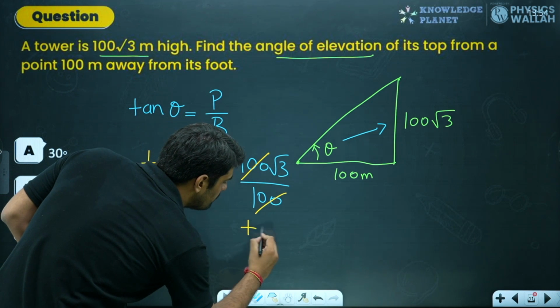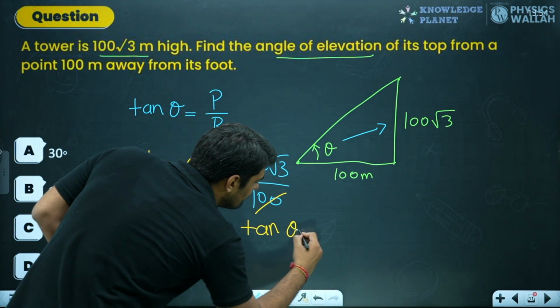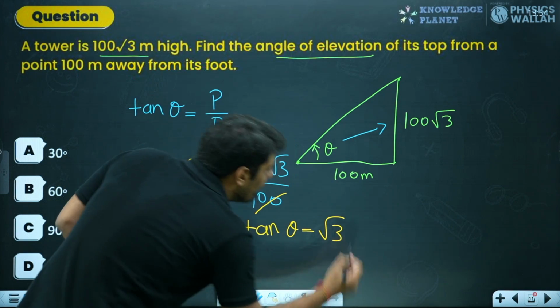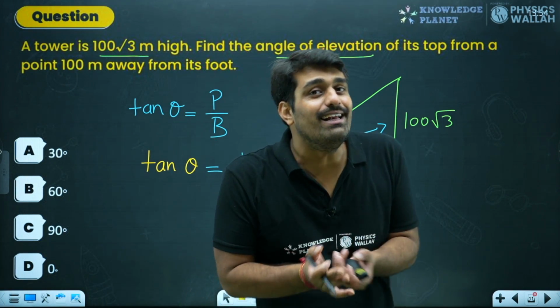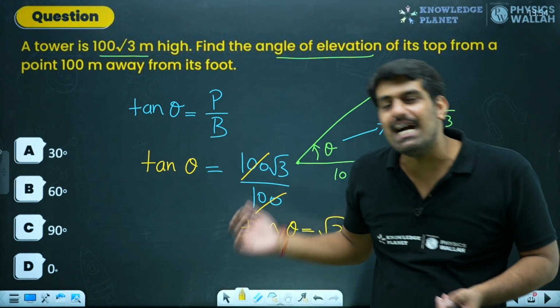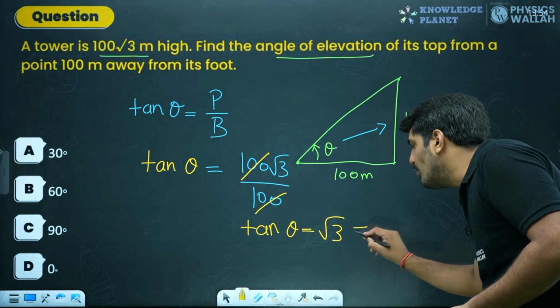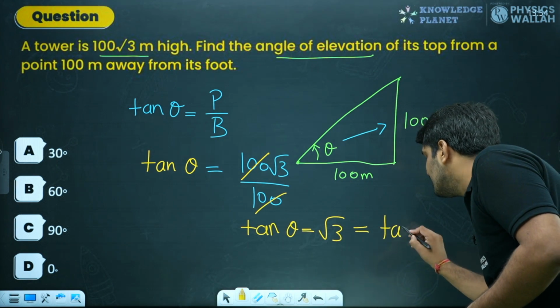Now we can see tan theta is equal to root 3. If you remember that table which I have shown, or if you have already learned that table, then you will be easily answering this question, because root 3 is the value of tan 60 degree.